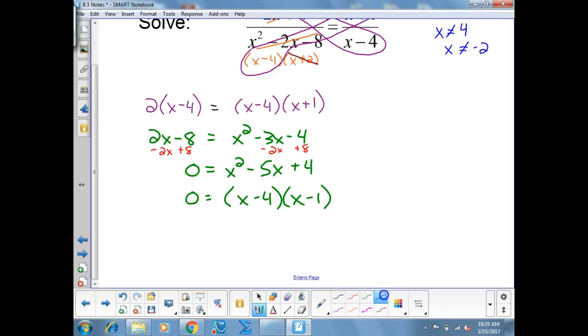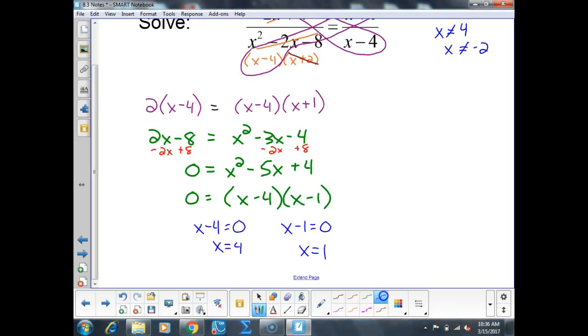Then I set x minus 4 equal to 0. That gives me x equals 4. I set x minus 1 equal to 0. That gives me x equals 1. Do I like both of those answers? One of them is in my restriction, right? So I get rid of that one because x cannot equal 4. It says so right up there. So that leaves me with x equals 1.